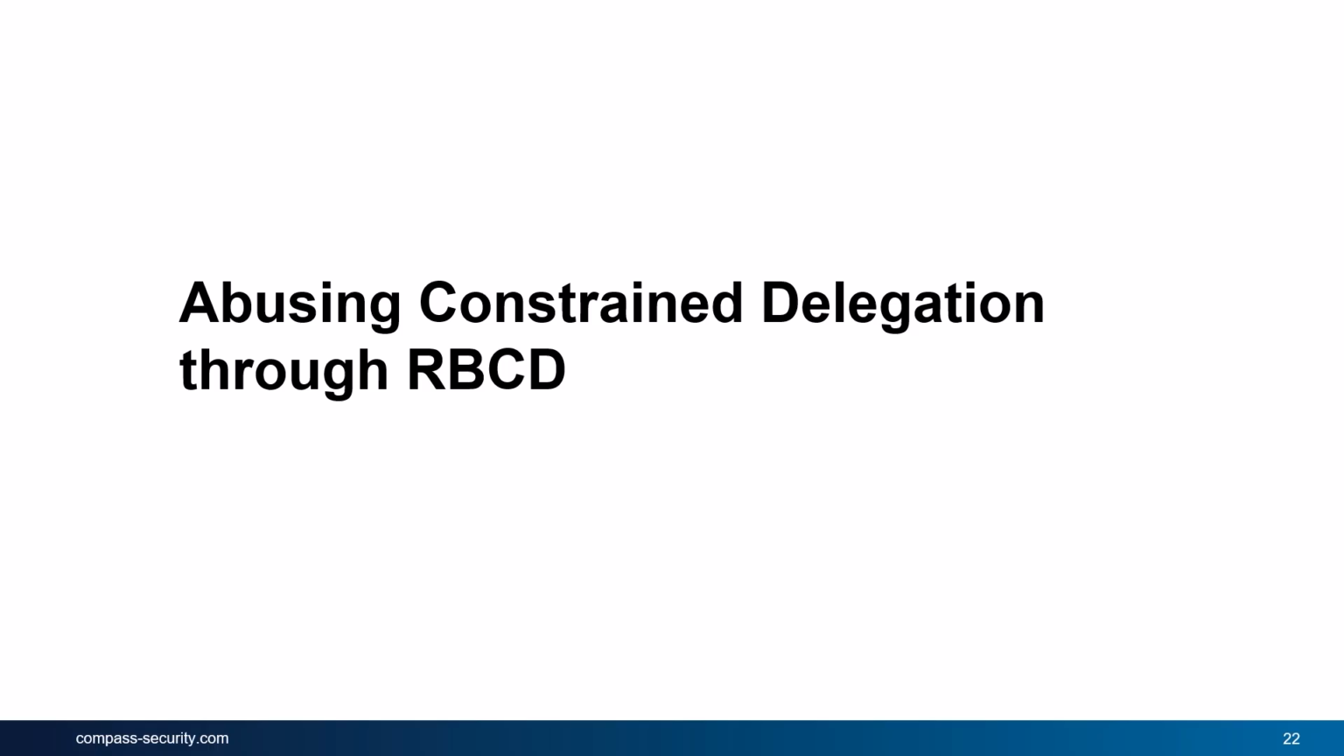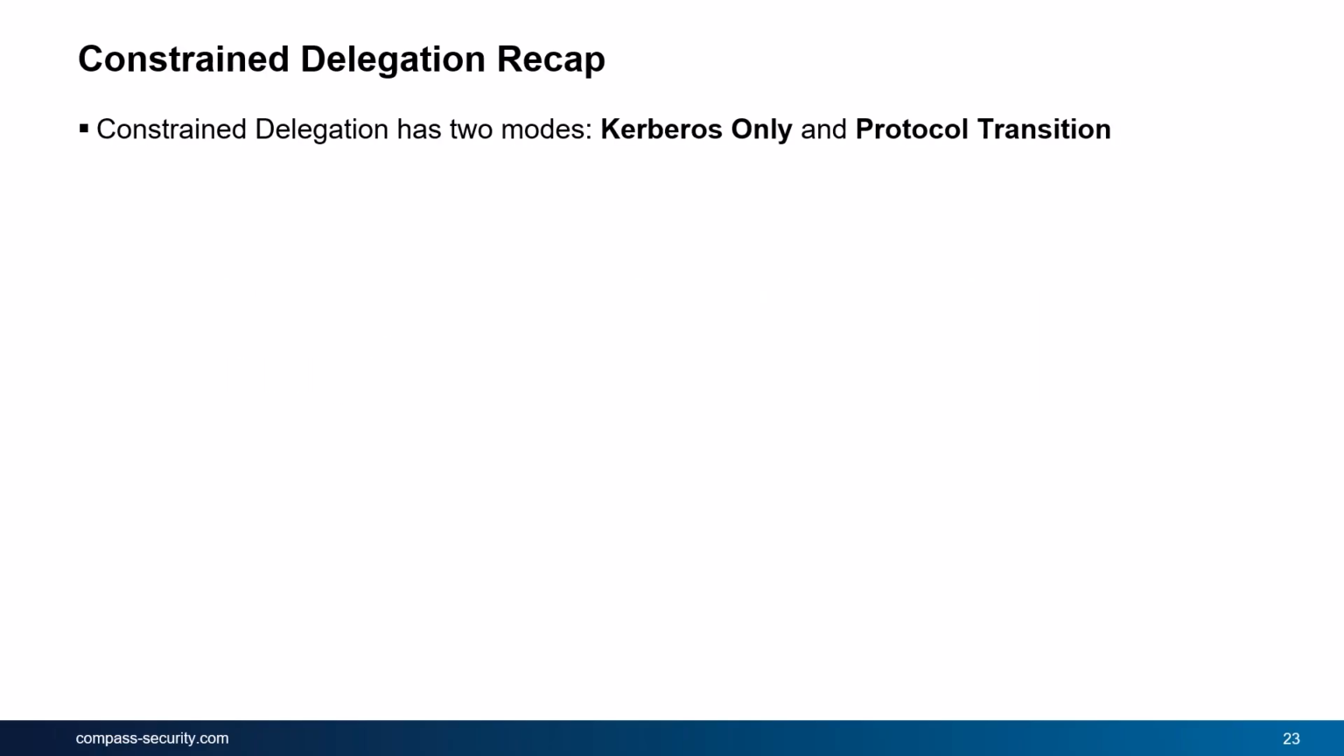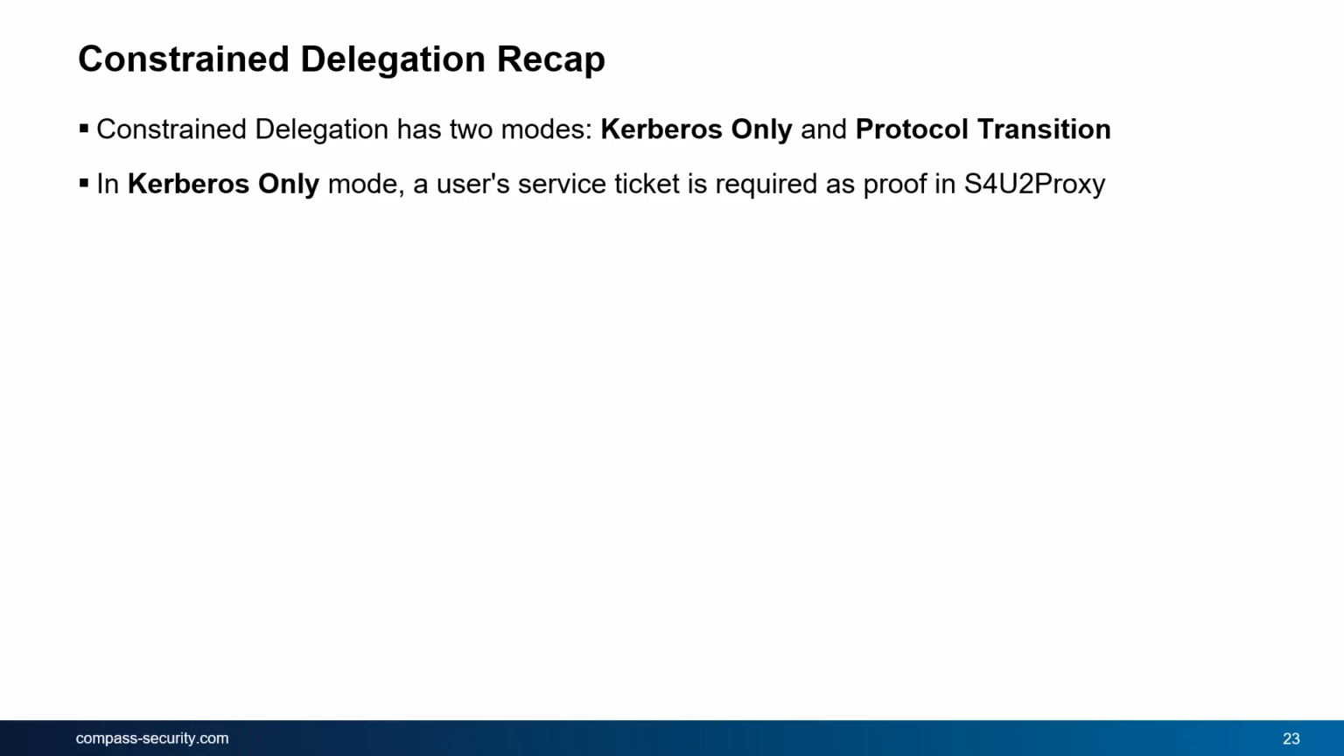Now, one more thing on a specific benefit of resource-based constrained delegation to attackers is that it can also be chained together with constrained delegation to abuse a specific case in constrained delegation that we've talked about previously in part 5 of this video series. As we've learned in constrained delegation, we have two modes available, either Kerberos only or protocol transition.